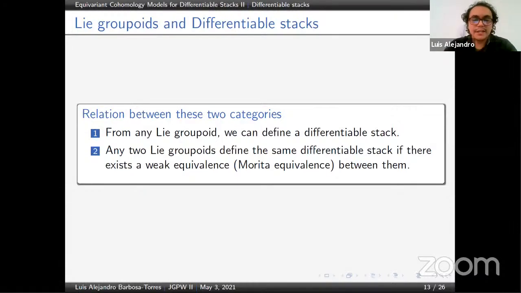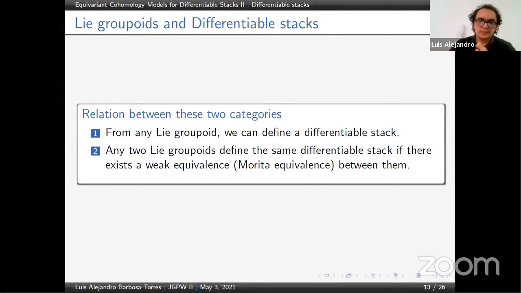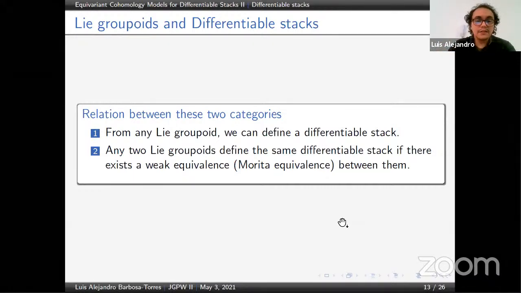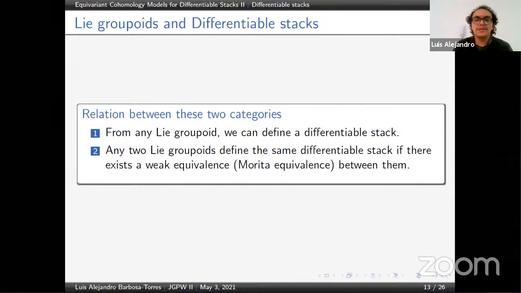For example, if you take any Lie group, you can associate a differential stack. The way to do it is to use the notion of principal groupoid bundles. So you have to define all this, but it's more or less similar to the example of the quotient stack we just defined, okay? So we can define a differential stack in that way. And the second property is that any two Lie groupoids are going to define the same differential stack if there exists a weak equivalence of categories, or Morita equivalence, between them in this context.